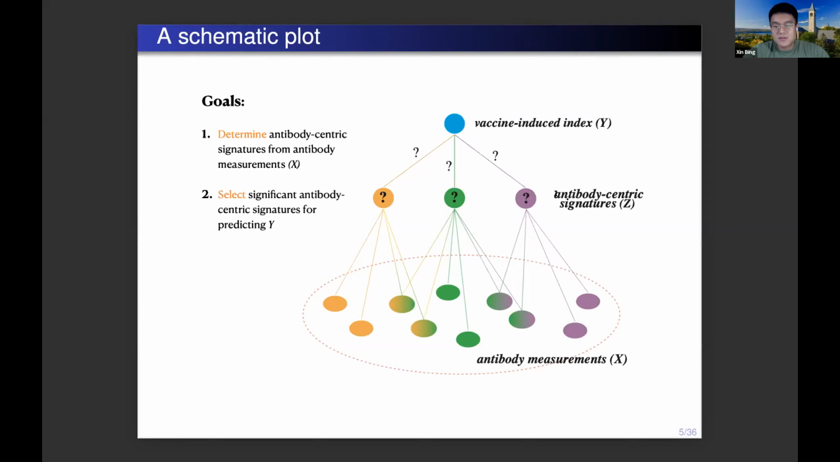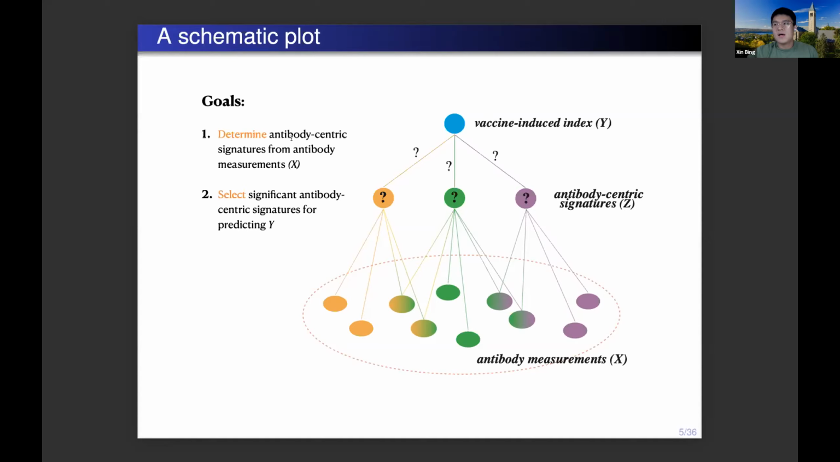And because of those factors that we cannot measure, I'll use the letter Z to denote the latent factors. So there are two goals in this project. The first one is to determine what those latent antibody-centric signatures are, from those antibody measurements X. And the second goal is to select which of these latent factors are important for predicting the response Y.